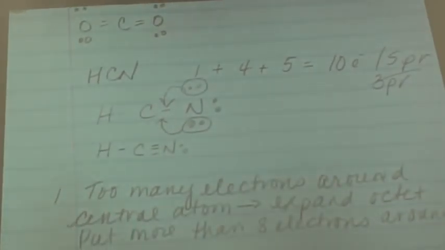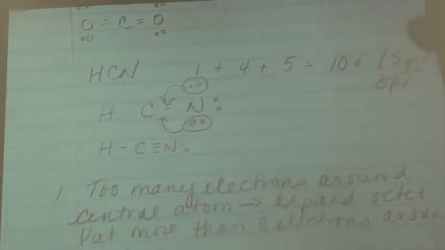If you have too few electrons around the central atom, then you should consider a double or a triple bond, by sharing the ligand's electrons.